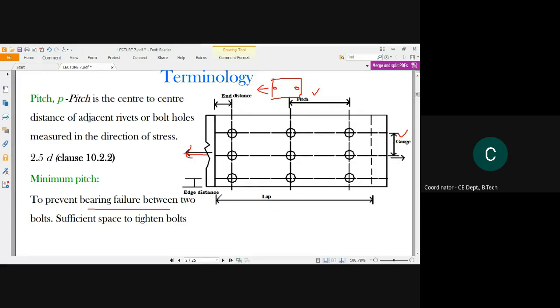Okay, and see, this is called the lap distance. What is lap? This line you are observing is another member. This might be another member which has been connected on top of another member. So this is the lapping portion. This part of the member has been lapped over another member. That is why this total distance is called lap distance.